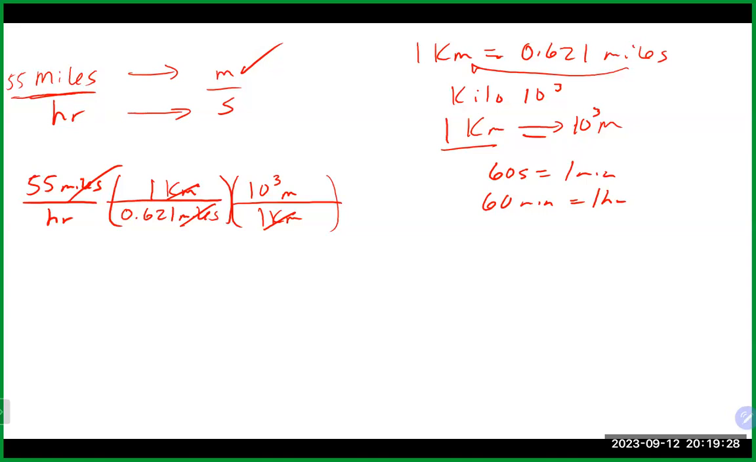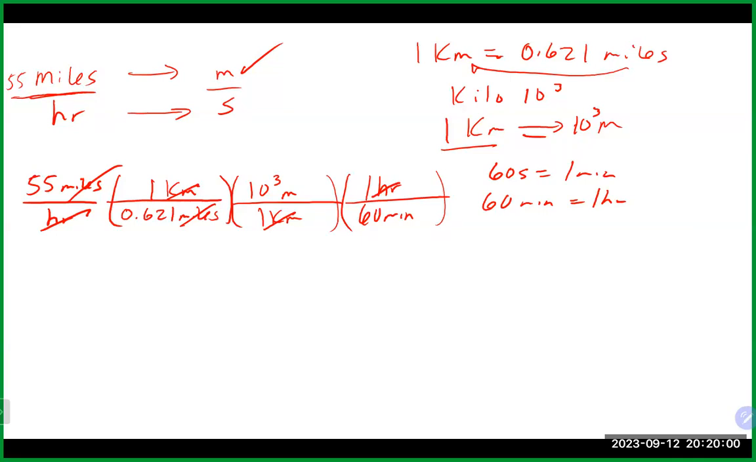Now it should work on the bottom. This is why it's important to set it up like this. I can clearly see the hours are on the bottom, which means to get rid of them, I need to go opposite and put it on top. People very commonly screw that up, multiplying when they should divide or dividing when they should multiply. So up on top, 1 hour is 60 minutes. Hours and hours cancel. Units now are meters on top and minutes on the bottom, so I'm really close.